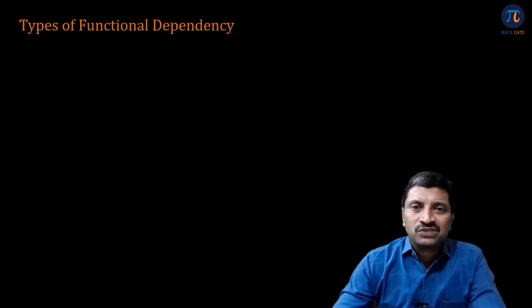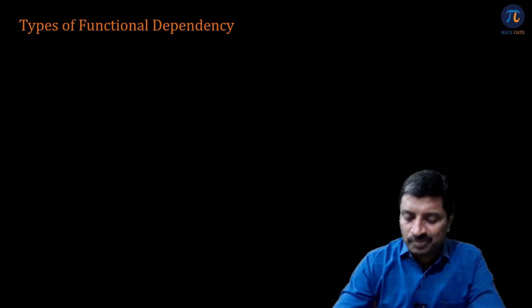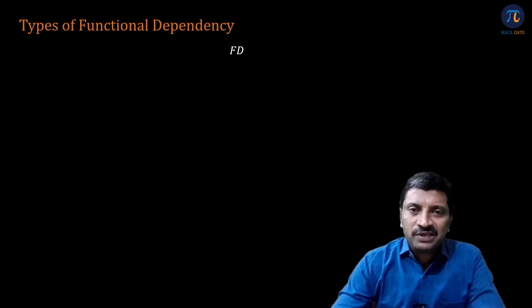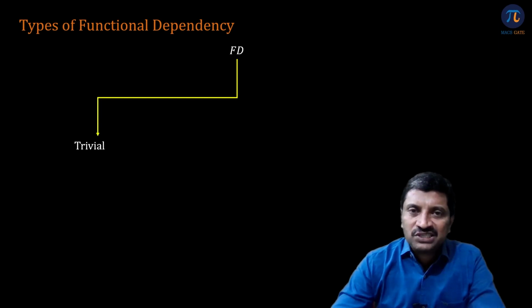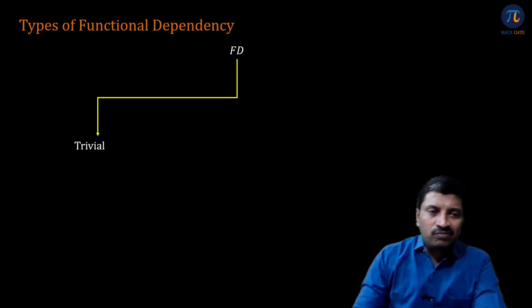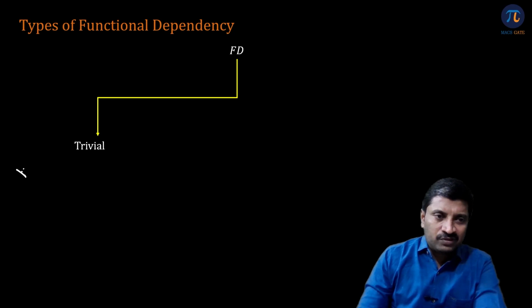Now let us discuss the classification of the functional dependencies. Functional dependencies are mainly classified into three types. The first one is trivial functional dependency. What is a trivial functional dependency?